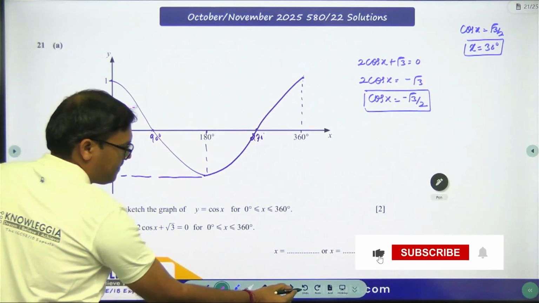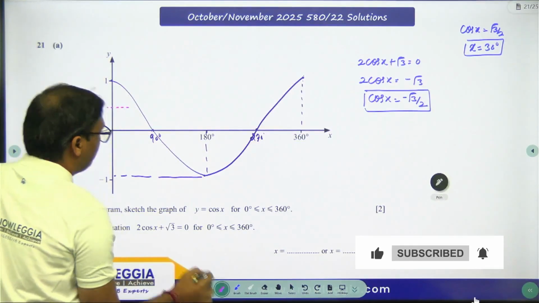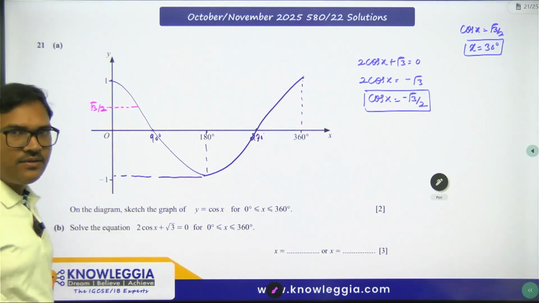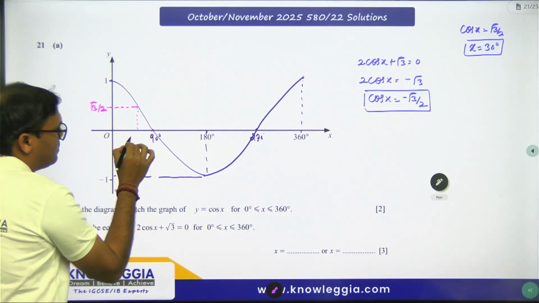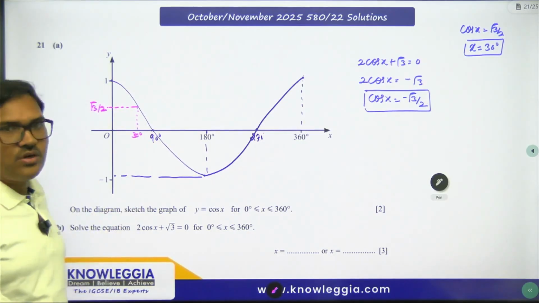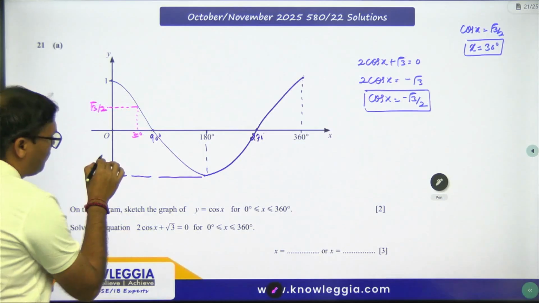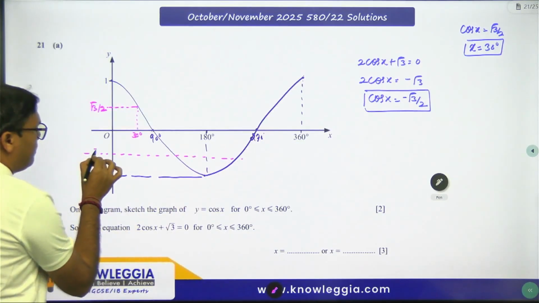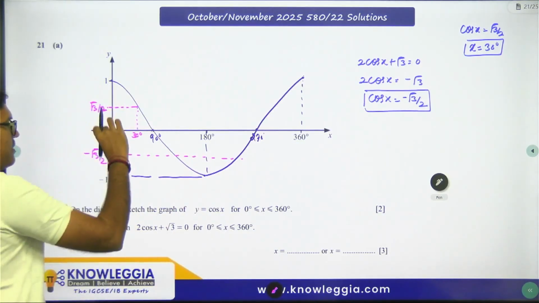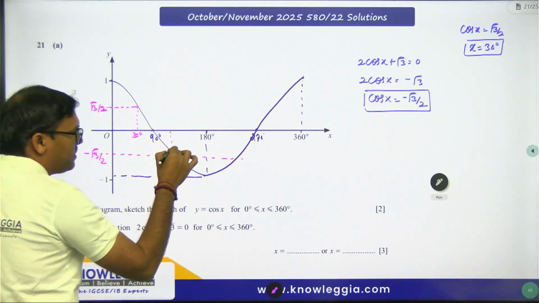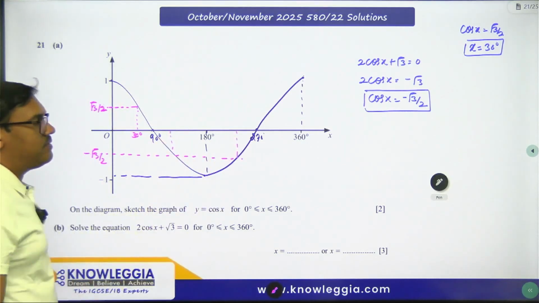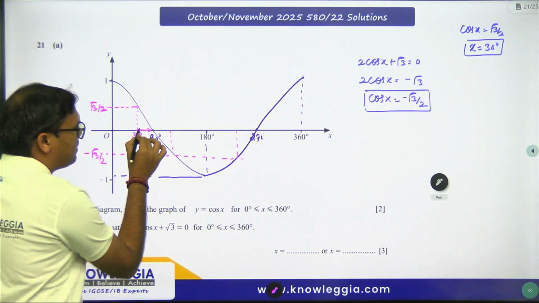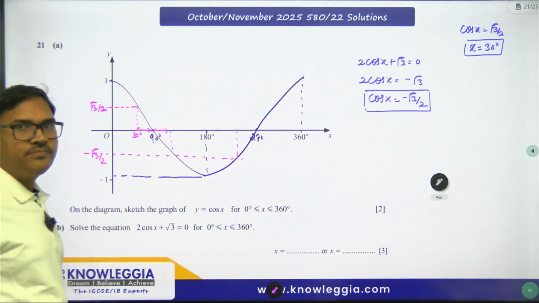So you can see this is root 3 by 2 somewhere. This is just an approximate value I'm putting. Now at root 3 by 2, we know this is equal to 30 degrees, because cos 30 degrees is root 3 by 2. But we have to find the value corresponding to negative root 3 by 2. So you can see this is negative root 3 by 2. You can see this gap and this gap are the same. So by symmetry, what is the gap here? This is 60 degrees, correct? So this gap will also be 60 degrees. So what is this value?